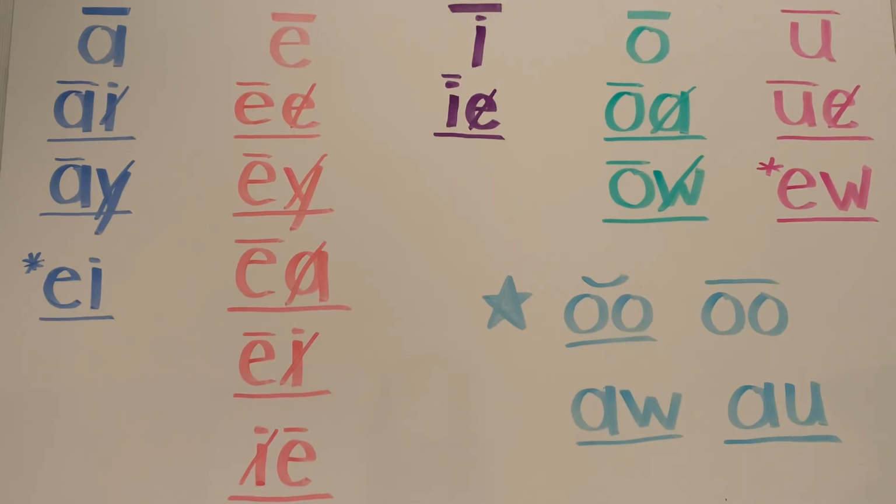The next one is the long I sound. This one's really simple because he only has one vowel digraph, IE. I put a macron over the I and I cross out the E because I don't hear the E.